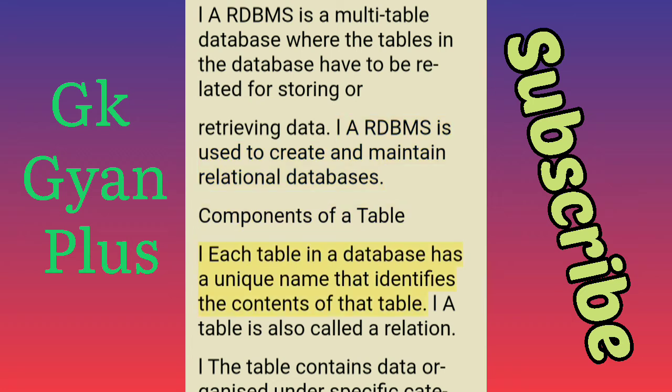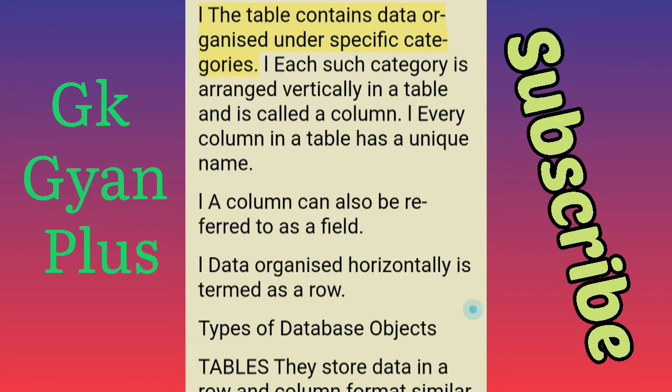Components of a table. Each table in a database has a unique name that identifies the contents of that table. A table is also called a relation. The table contains data organized under specific categories. Each such category is arranged vertically in a table and is called a column. Every column in a table has a unique name. A column can also be referred to as a field. Data organized horizontally is termed as a row.